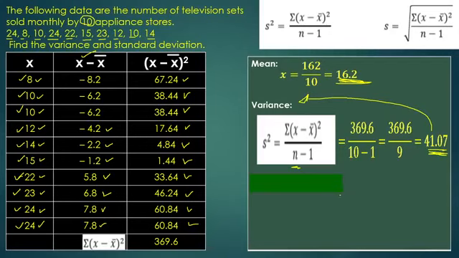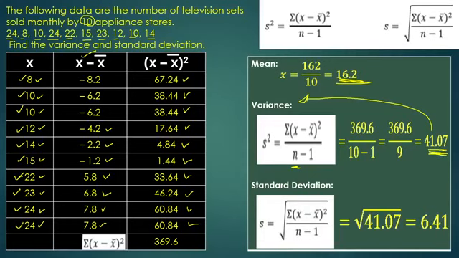Okay? Now, let's compute the standard deviation. Let's get the square root of this one. The square root of 41.07 is simply 6.41. So this is your standard deviation.